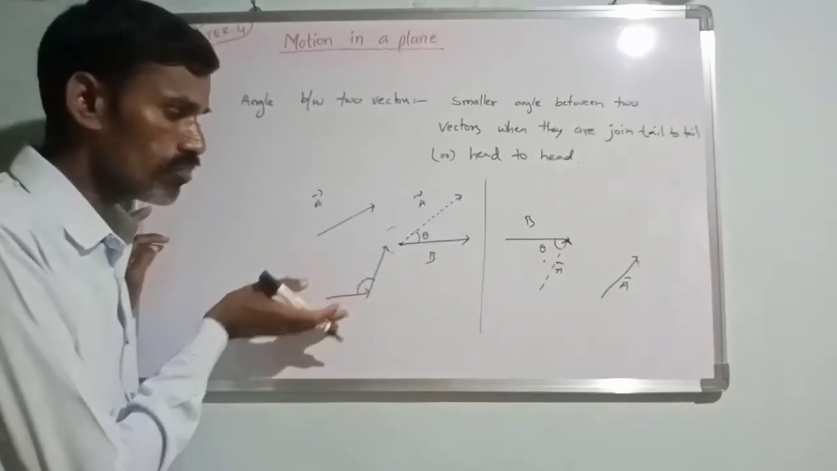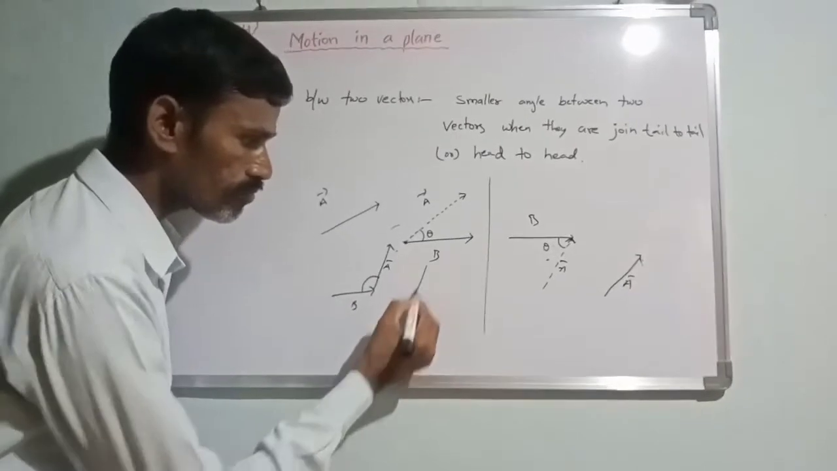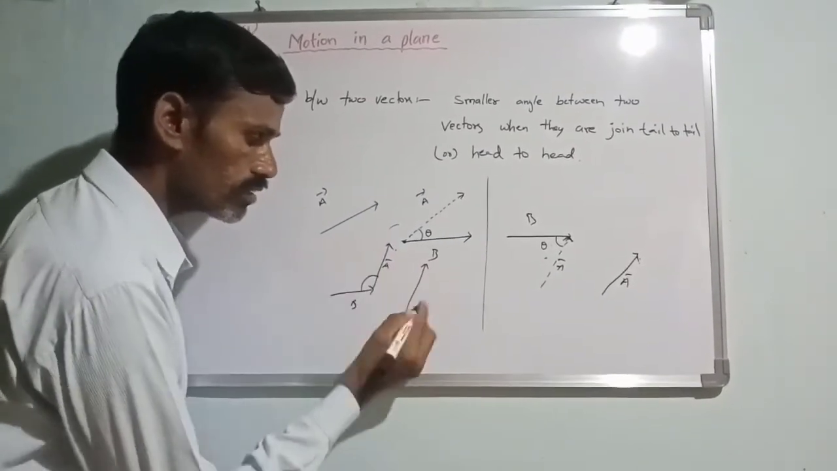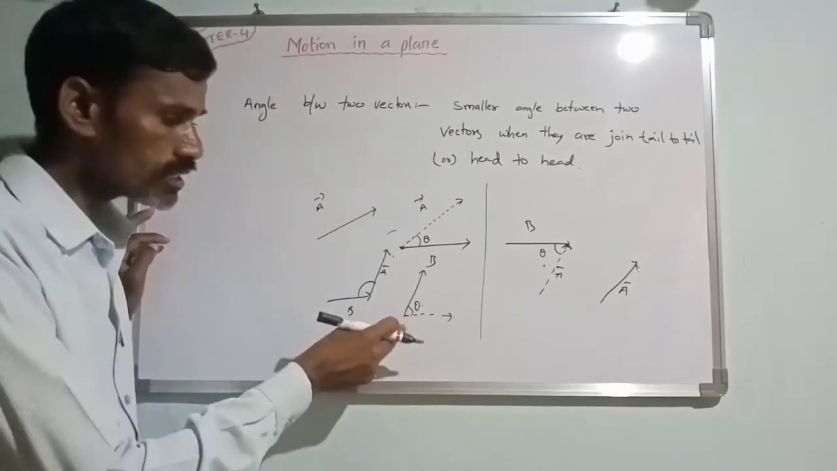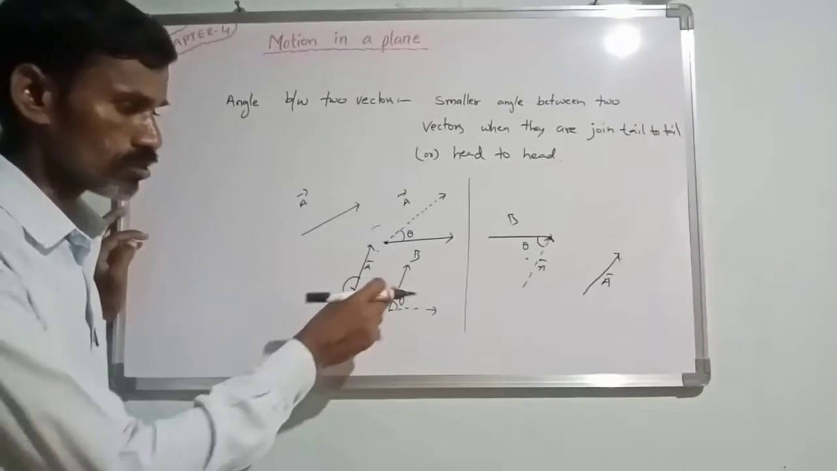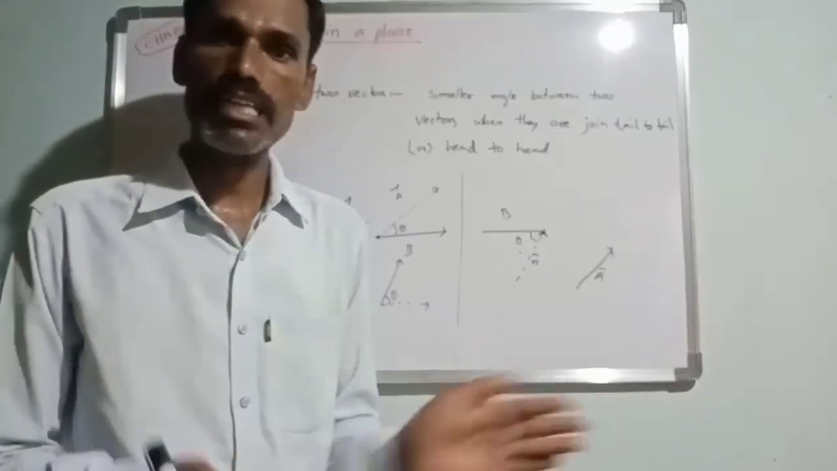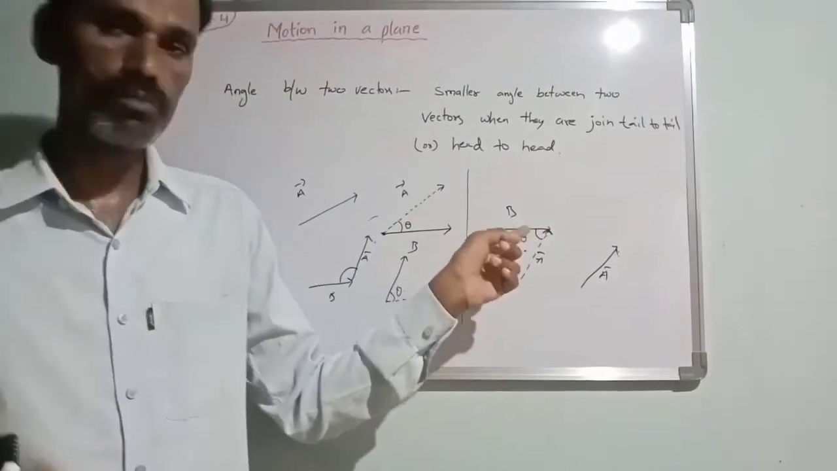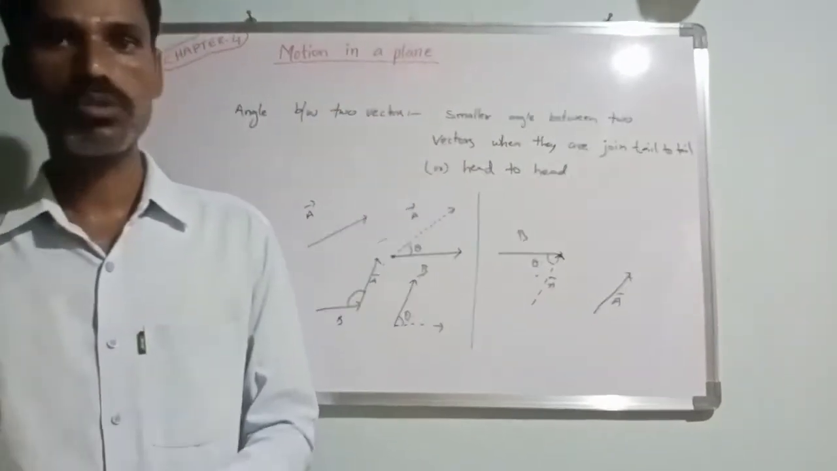So how do we calculate the angle between two vectors? Now we draw a parallel line to this. I move this B to here. Then this is the angle between two vectors. The smaller angle between two vectors when they are joined tail to tail or head to head. Only the smaller angle between these two vectors is taken as the angle between the two vectors.